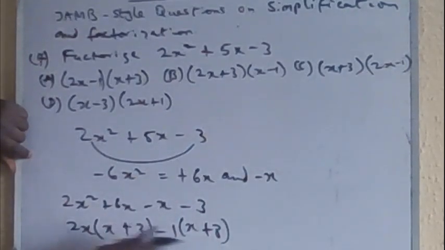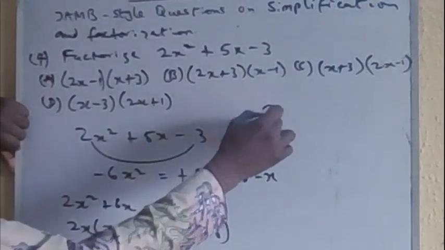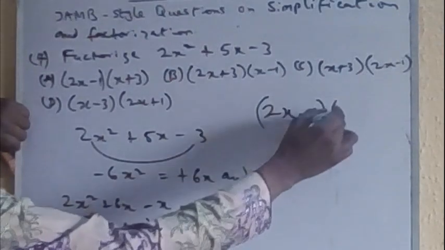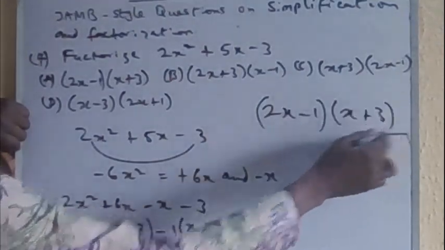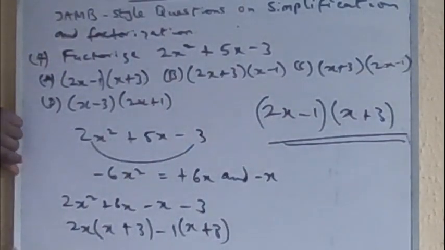If you come to the point where these two factors are the same, then you know you are almost done. So you take this and this as 1, that's 2x minus 1. Then you take one of these as x plus 3. So these are the factors of this expression. So that should be A again. A is the answer.